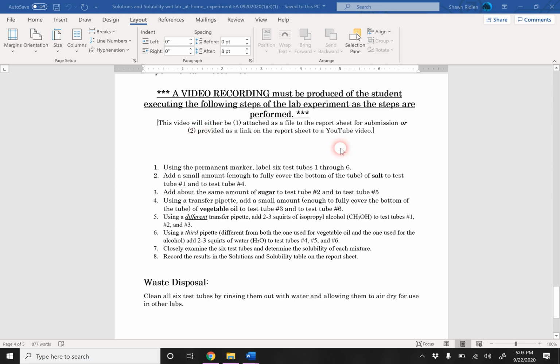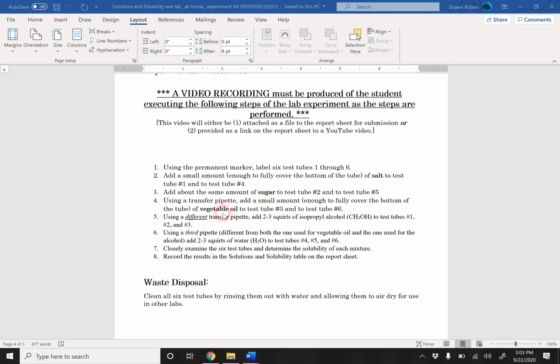And so what are we actually doing? So you're going to label some test tubes. Okay, then you're going to add a small amount of salt to test tubes 1 and 4. And by a small amount, it just suggests here enough to fully cover the bottom. Okay, so just a small scoop. Then you're going to add the same amount of sugar to 2 and 5. And using a pipette, you'll transfer enough vegetable oil to do the same thing to 3 and 6. So just cover the bottom.